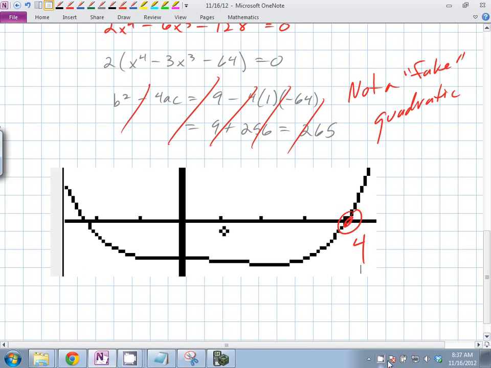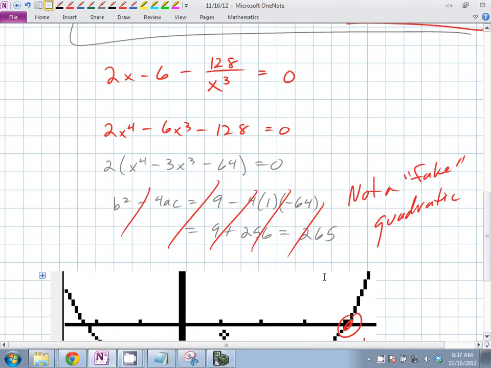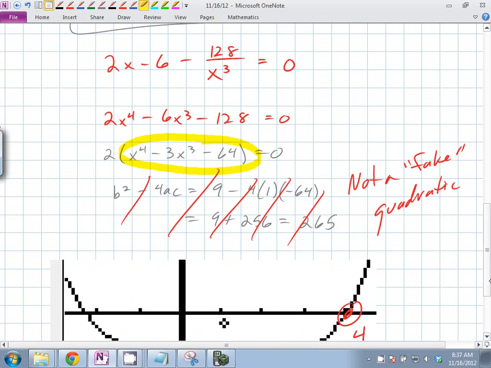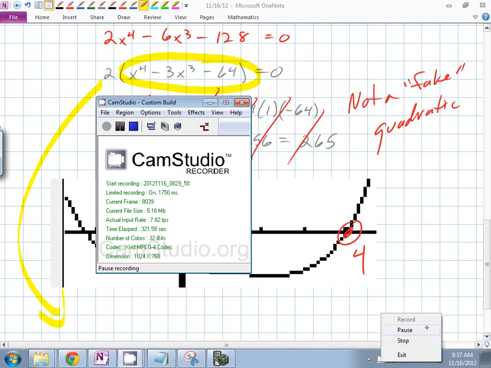So let's go back. If that tells us it's nicely factorable, let's go back and take a look at this polynomial for a sec. Right here. If we want to factor this, do you remember what you have to do? Potential rational zeros. Do you remember that at all? No? What are all the factors of 64?